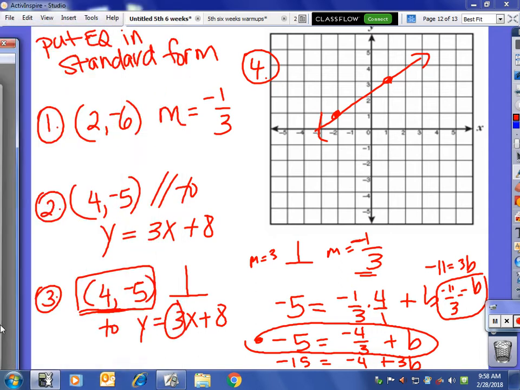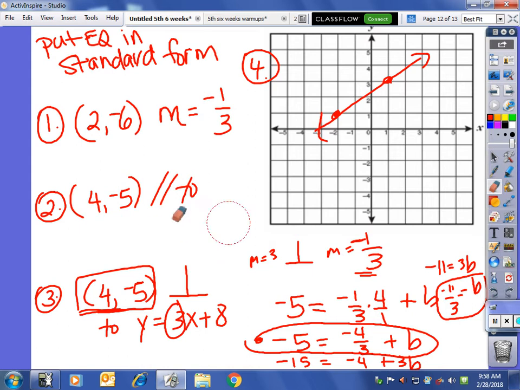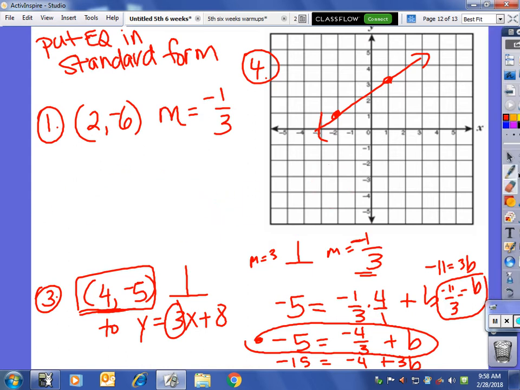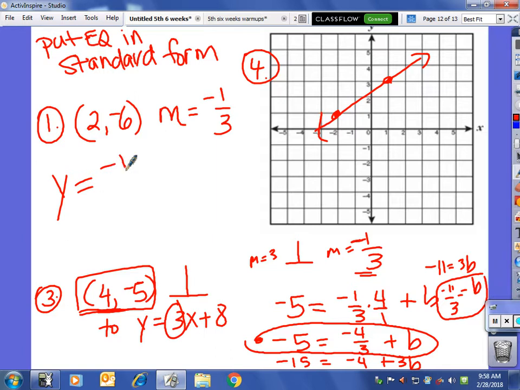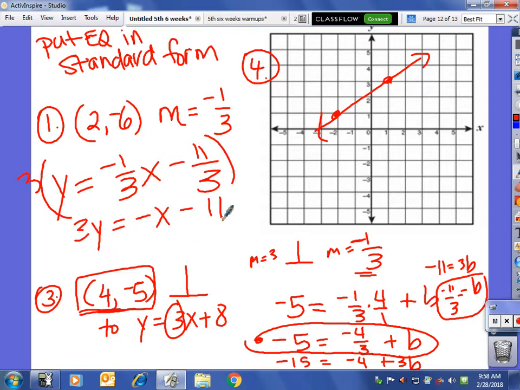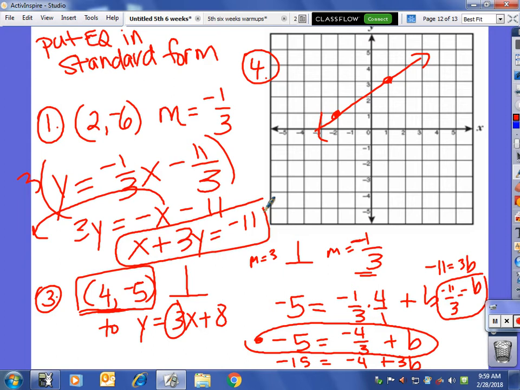Okay, so I'm ready to write the equation in slope-intercept form. I got through all of that mess. That would be y equals -1/3 x minus 11/3. Standard form, though, has no fractions. Triple everything, multiply everything by 3. 3y equals -x minus 11. Move that -x over, and I'm getting x plus 3y equals -11. So please make sure you're ready for this tomorrow, folks.